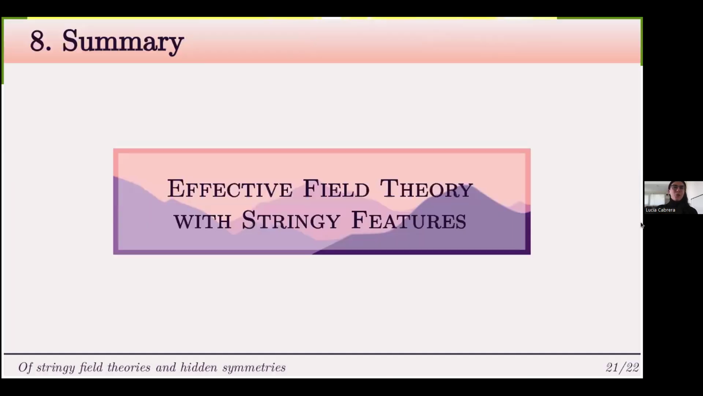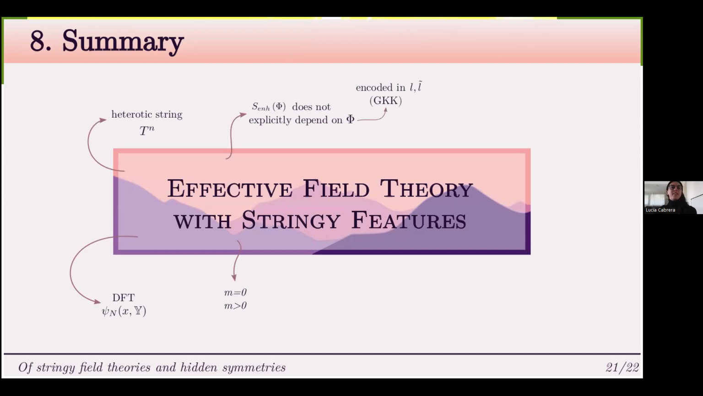So what did we achieve with this? Well, we proposed an effective field theory that incorporates stringy features. We've done it for the heterotic string compactified on a torus. We've done it inspired by double field theory. We've done it for both massless as well as massive fields. And our action does not explicitly depend on the moduli point, because this is encoded in the Kaluza-Klein momenta and winding numbers. And these only come out after we perform a mode expansion on the phases that I talked about.